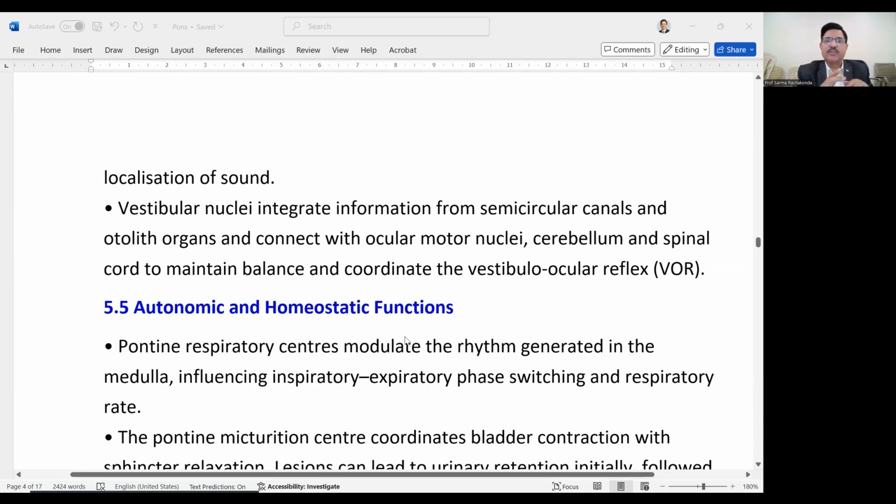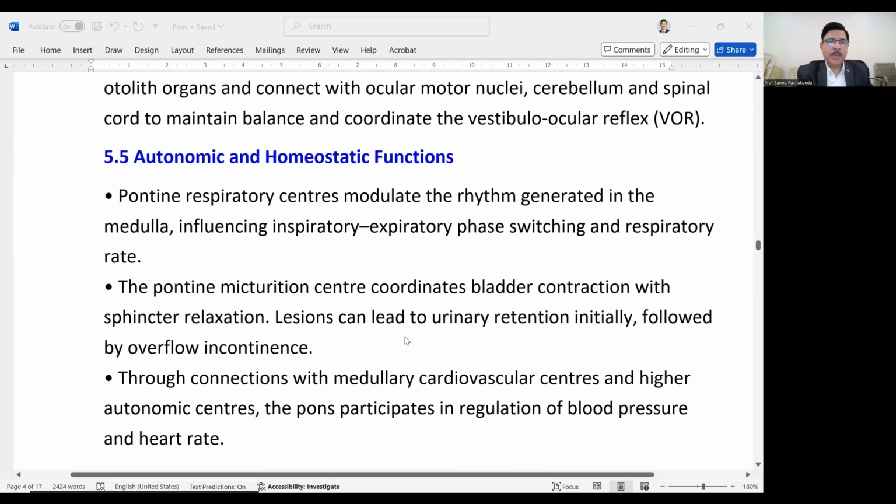Vestibular nuclei integrate the information from the semicircular canals and the otolith organs, the utricle and the saccule, with the oculomotor nuclei, the cerebellum, and the spinal cord to maintain balance and coordinate the oculovestibular reflex. So the oculovestibular reflex is again coordinated through the pons. And you have got autonomic functions. Pontine respiratory centers modulate the rhythm generated by the medulla, influencing inspiratory and expiratory switching and the respiratory rate. So, modulation of the respiratory activity.